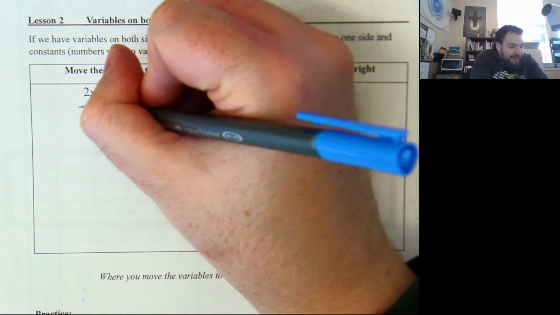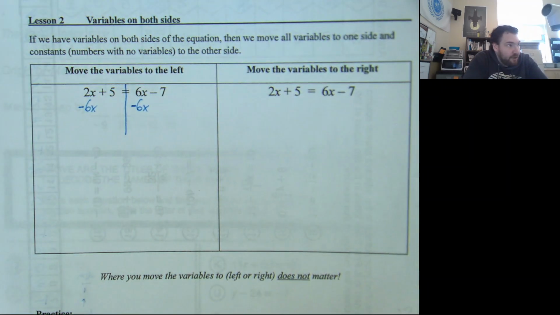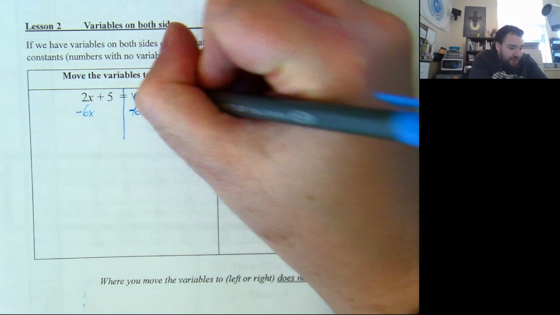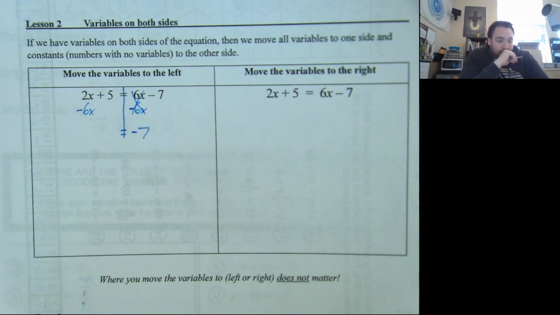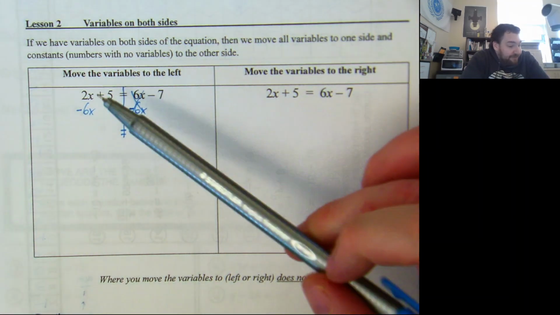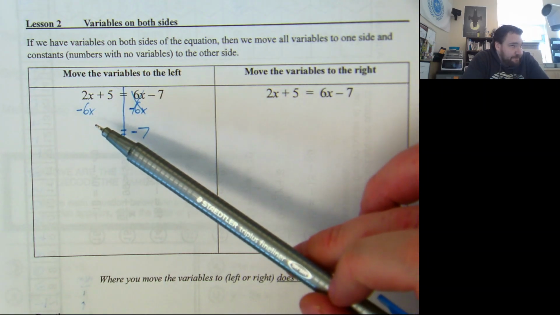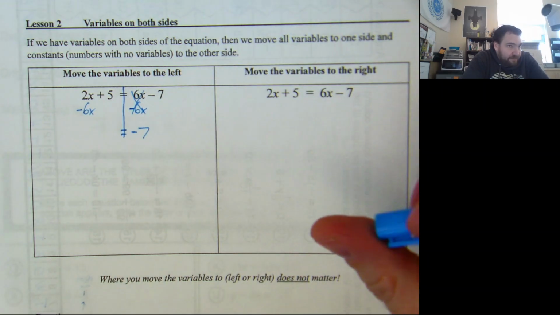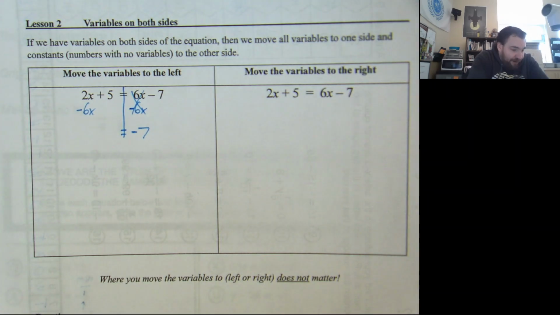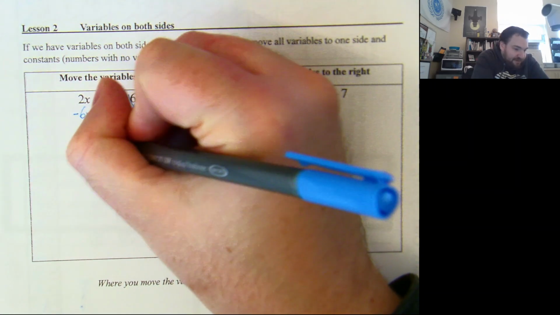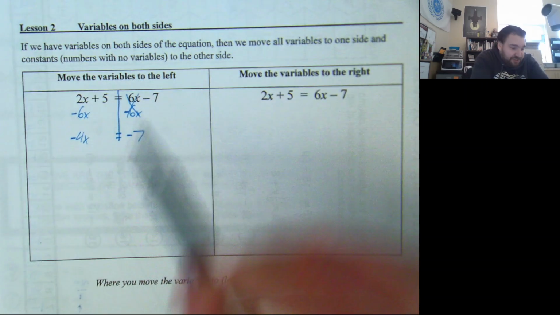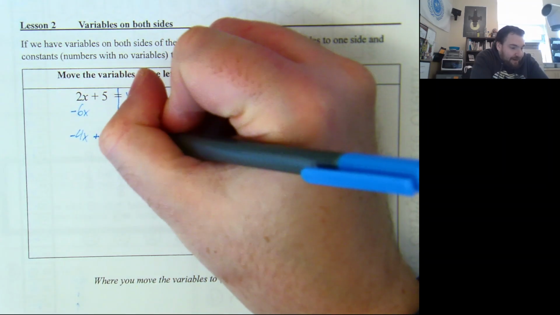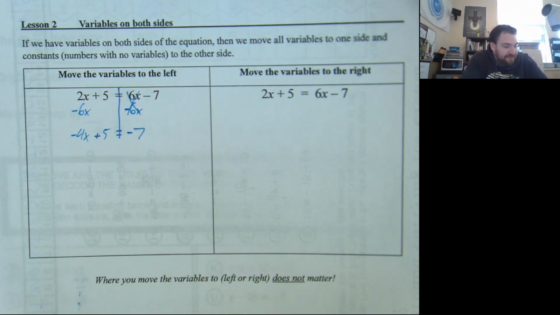And whatever I do to one side, I have to do to the other. So 6x minus 6x is going to be gone. I'm going to be left with negative 7 on the right-hand side. On the left, 2x minus 6x is? It is not 2x. It is negative 4x. And this plus 5 still hasn't been dealt with. It's just going to come along for the ride. So now I've got negative 4x plus 5 equals negative 7.